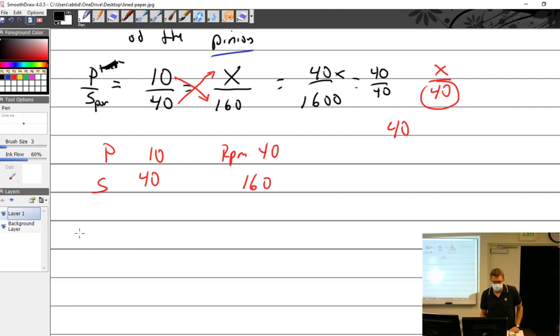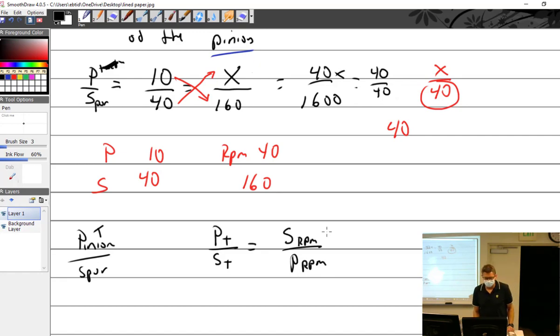So here we have, we'll do the pinion over spur. Okay, so that's fine for now. Pinion over spur and pinion teeth. I should figure out a way to do it like pinion teeth over spur teeth equals spur RPM over pinion RPM. I like that. That's what it would look like. So see how it went backwards?